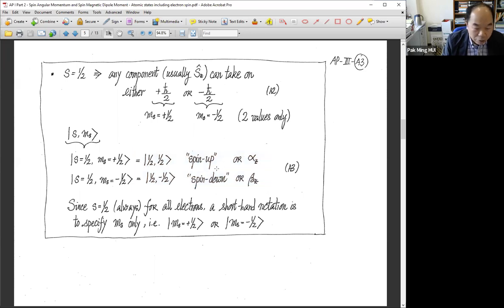Now, given that the electron always has s equals half, very often we are so lazy that we don't even mention this first half in the notation because it's always half, the boring half. Sometimes we only mention whether m_s is plus half or minus half, that is up or down. We don't even mention that it is square root 3 over 4 h bar in length. Okay, not mentioning that. That is the half in front.